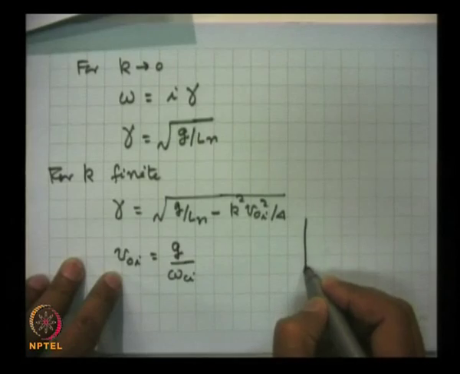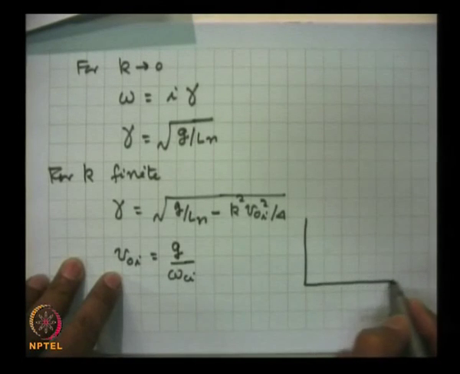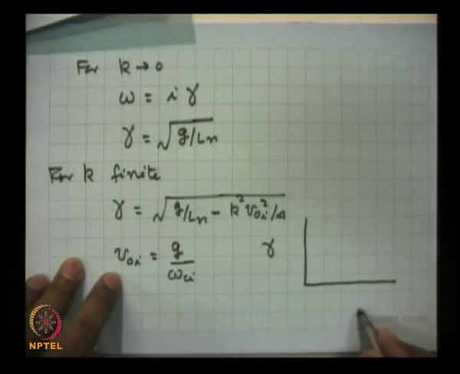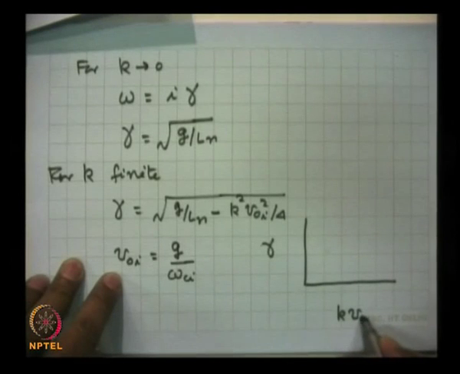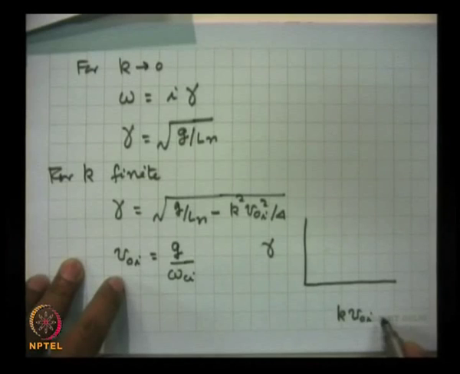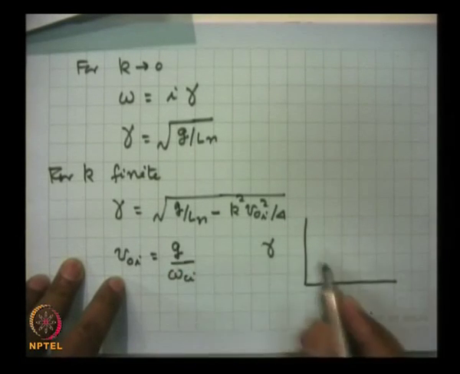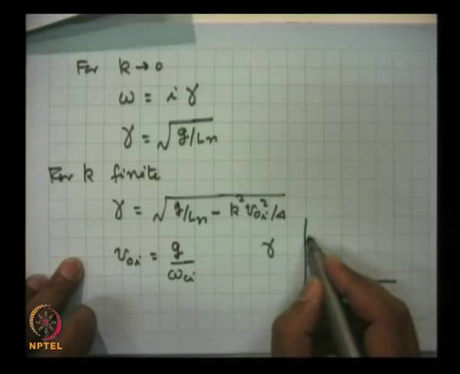It will be useful to plot growth rate as a function of k v0I. Normally people plot this growth rate, well, some number, and you will get this kind of behavior.